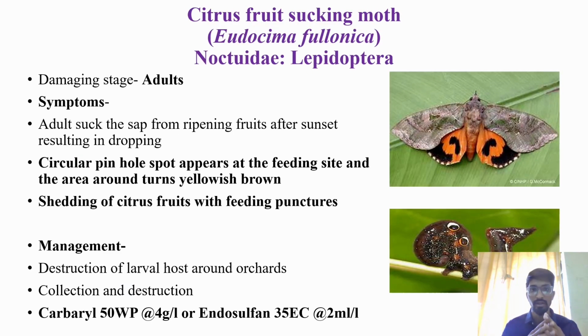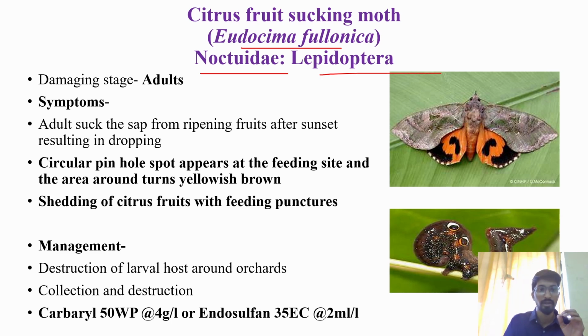First of all, coming to the citrus fruit sucking moth. The scientific name of this moth is Eudocima phalonia, and it belongs to the family Noctuidae of the order Lepidoptera. As you know, Noctuidae are the pests which are active during nighttime. So it belongs to family Noctuidae.